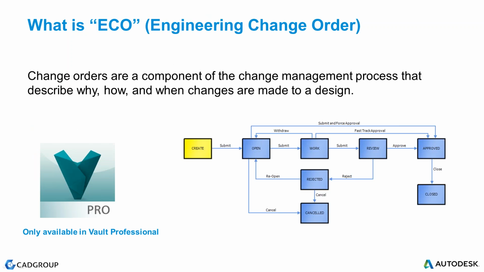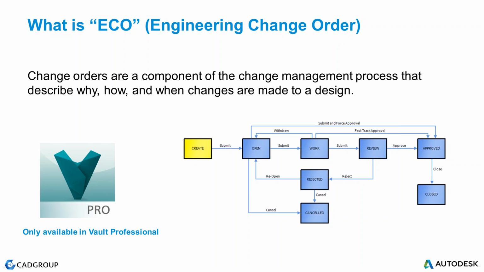So, start off with what is an ECO. An engineering change order, or just change order in general, is a component of the change management process that describes why, how and when changes are made to a design. So you can track effectively every single change that's happened to a file: who did it, why they did it, when they did it, who approved it, who reviewed it, who put comments in there. It's accountability and traceability from start to finish all the way through the change.